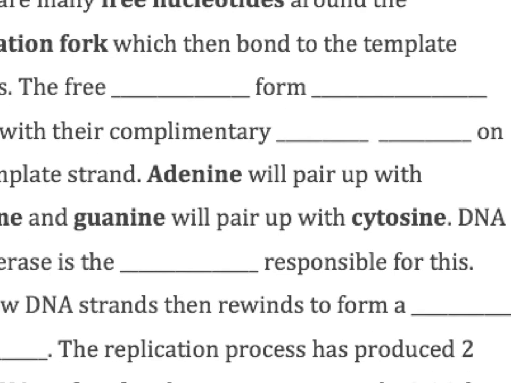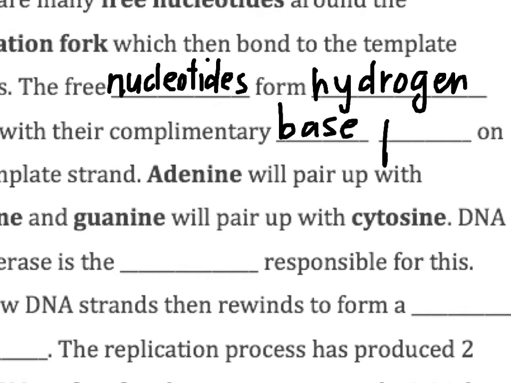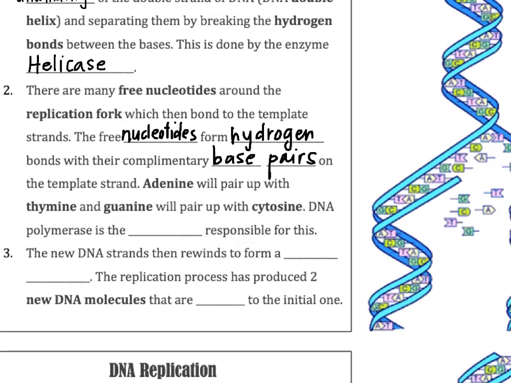So in your notes it says the free nucleotides form hydrogen bonds with their complementary base pairs. And the complementary base pairs just mean that adenine is going to bind with thymine and guanine is going to pair with cytosine, just like we've talked about before with DNA. A goes with T and C goes with G.